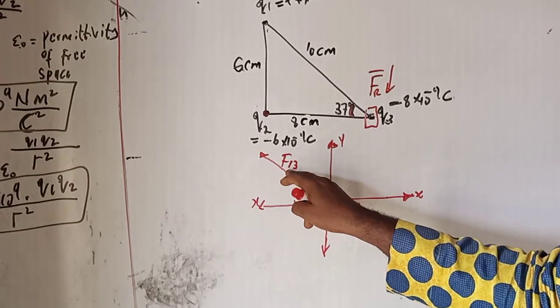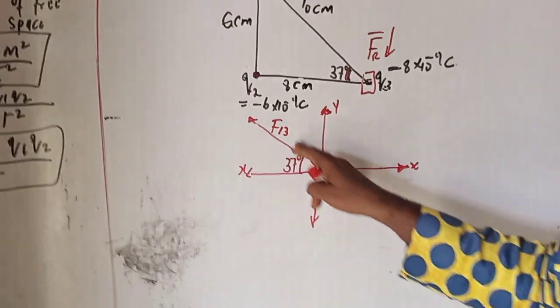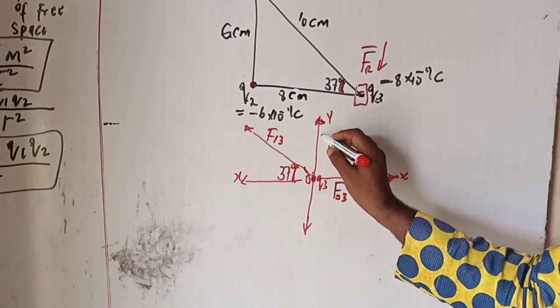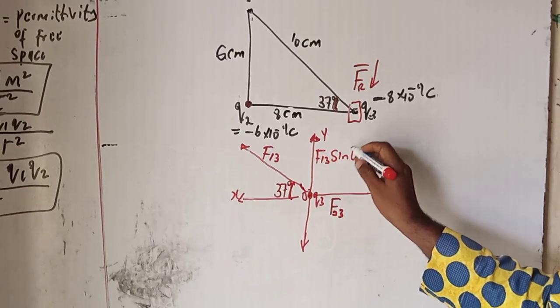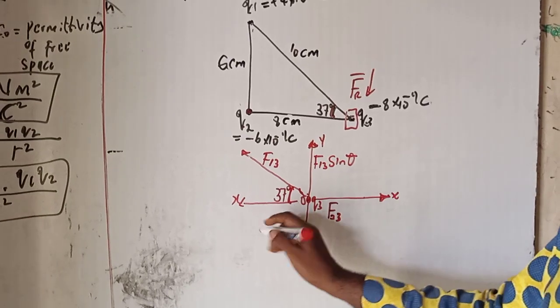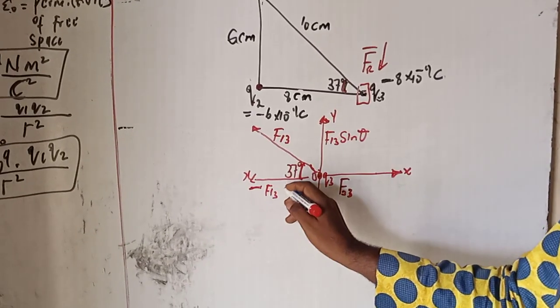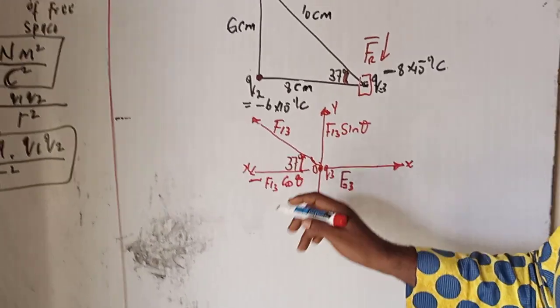So the component of the force of charge Q1 on charge Q3 will be, for the vertical, F13 sine theta. For the horizontal, it's going to be minus F13 cos theta. So how do we do that?